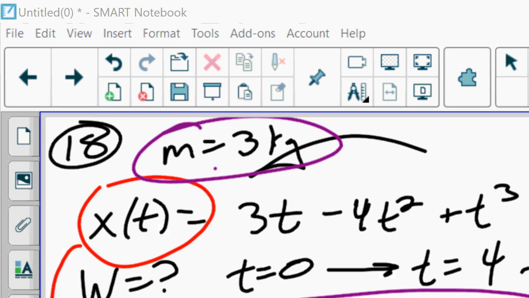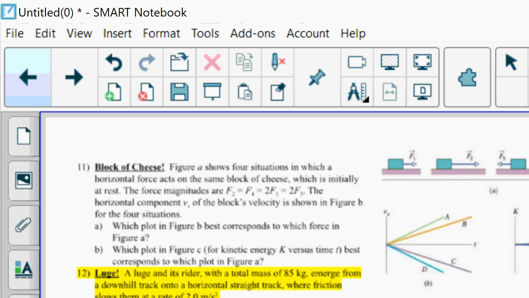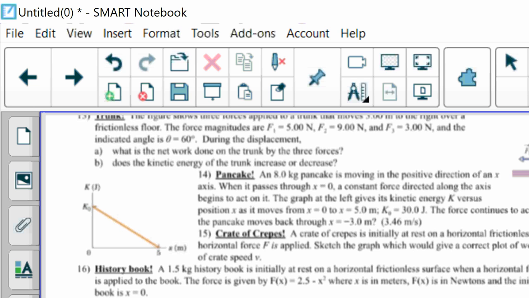All right, cool. So number 20. I really, really like this problem because it hits so many bases that you need to understand.